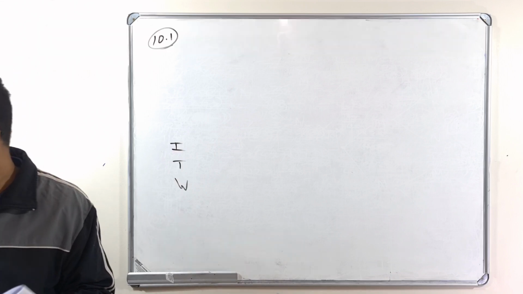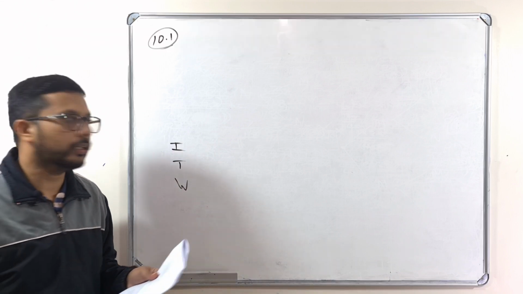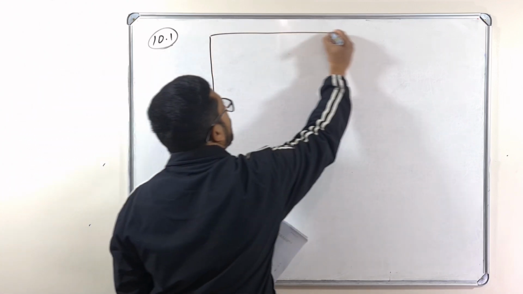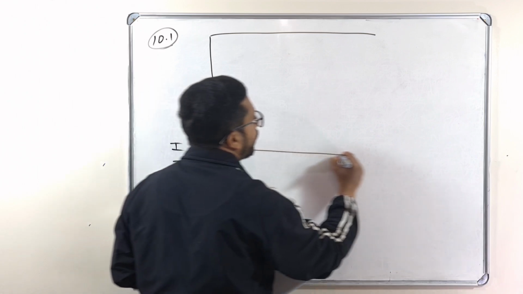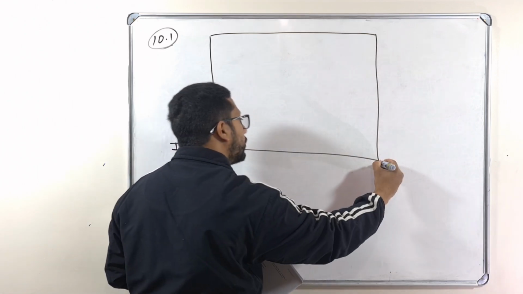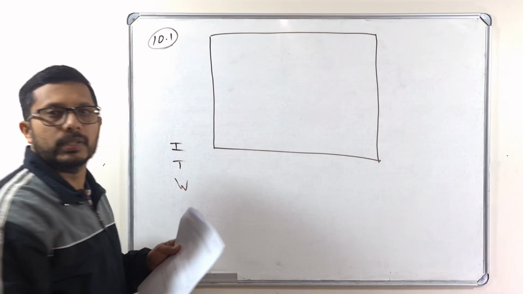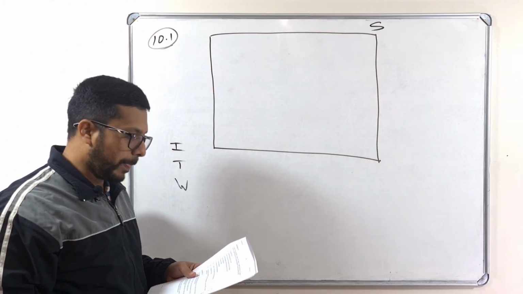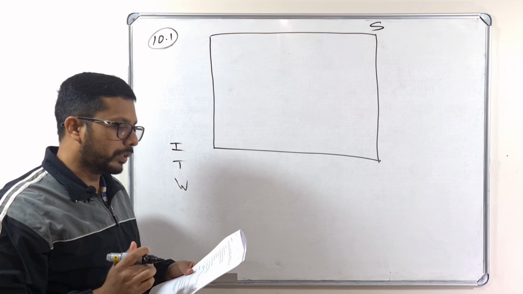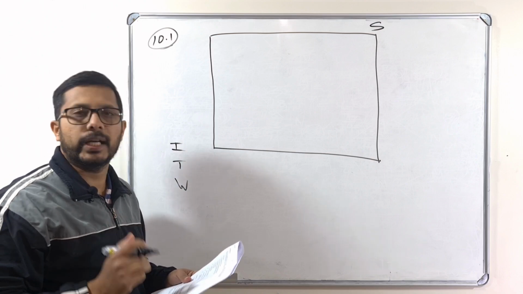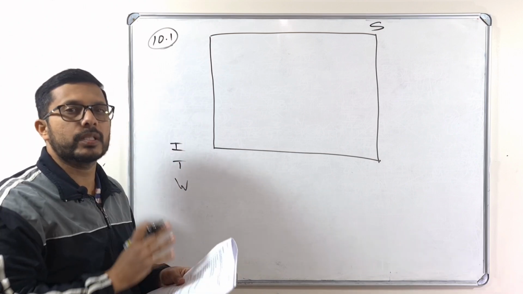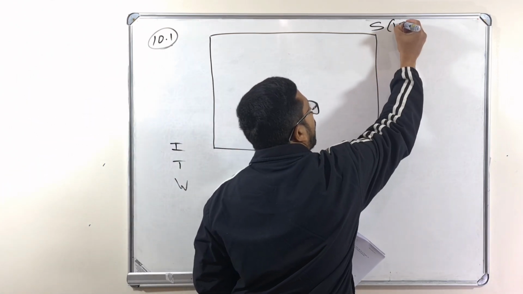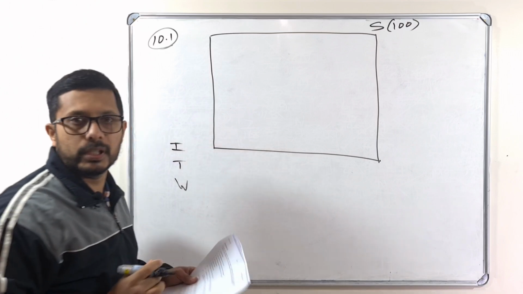So how can you draw a Venn diagram? Maybe you studied last year how to draw a Venn diagram, or you can listen here also. This is a Venn diagram, this is the sample space. Now look at that question. A survey was conducted among 100 grade 12 learners. That means total how many students were there? 100 students. That means the sample space is 100.